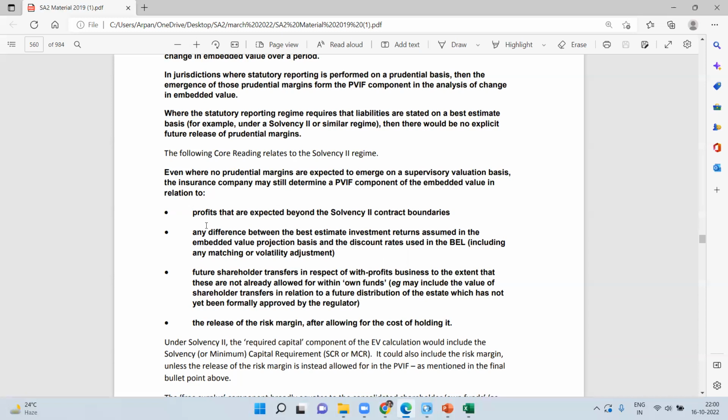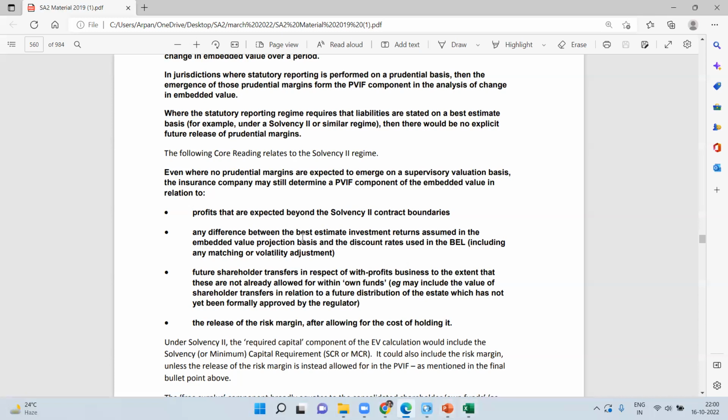But if there are profits that are expected beyond the solvency contract boundaries, that would be released in the PVIF component. So the same example, if you have a term contract and you are altering it to whole life, that would not be captured in PVIF, right? But if you are changing it at that point of time, this PVIF component also includes any profit or loss coming from that conversion, right? So any difference between the best estimate return assumed in the embedded value projection basis and the discount rate.